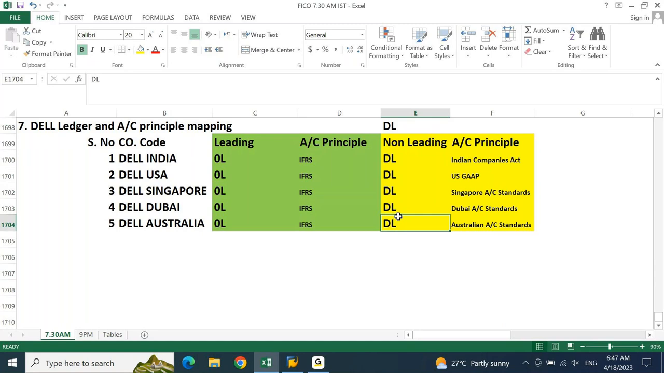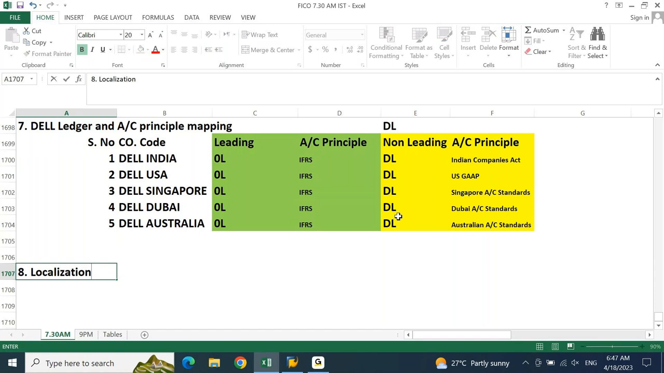The only point that we talked about here is asset accounting. And what is the other one? Taxation. Now, localization or legal requirements.